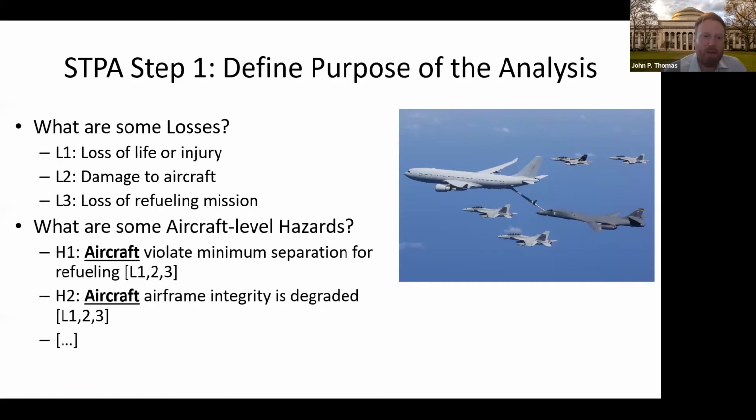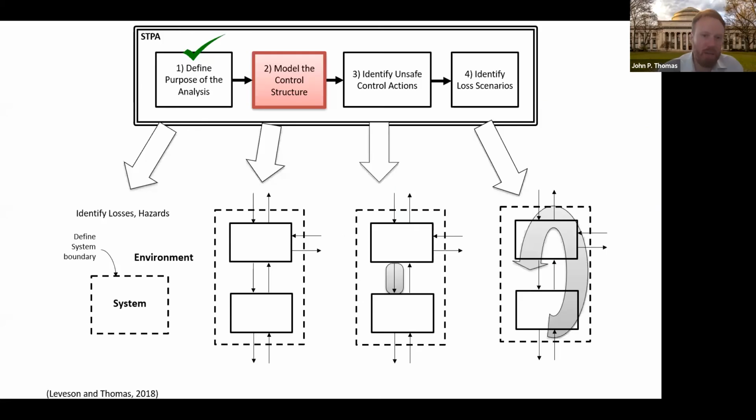What about aircraft getting too close to each other? Now the separation might be different for refueling. You're obviously getting a lot closer than 3 nautical miles, which is a standard for many areas. The airframe integrity is degraded. If we're impacting the airframe and causing some weakness there, we're not having a good day. So we might have a number of hazards like that. I think those are not too tricky for you to catch because they're similar to what we had before. And I want to focus more time on the later steps.